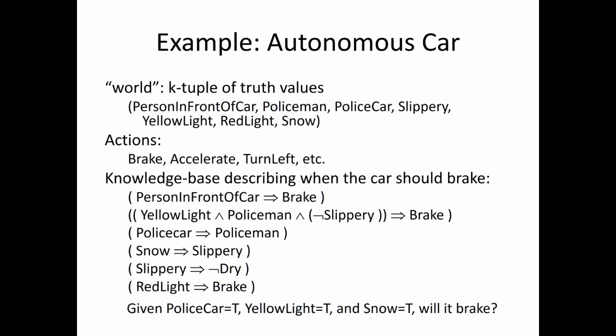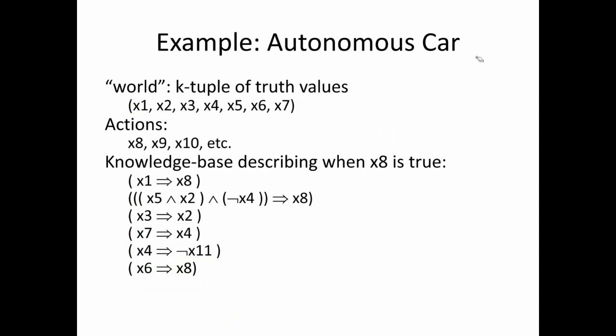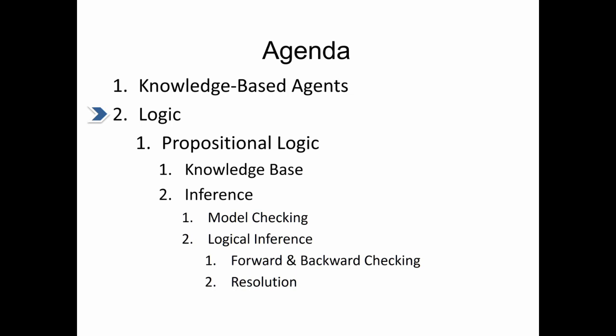So we can still ask the same question. If police car is true, yellow light is true, snow is true, will it brake? Obviously, you get the same answer. And we can go even more extreme and use variables that are not really meaningful, but it still represents the same case. And we can still do the same inference. Which system of logic we use determines how knowledge is stored and also what kind of inferences are possible.